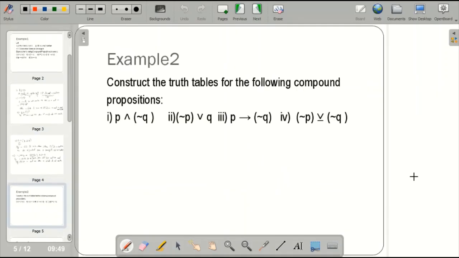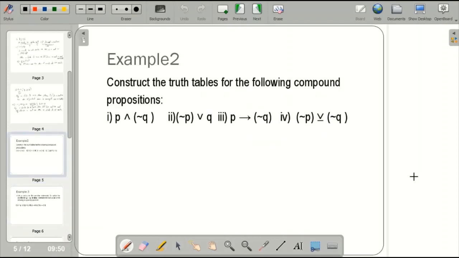Now let us move to the second example. In the second example, they told us to construct the truth table for the following proposition. Before you solve this compound proposition and write the truth tables, you should know the truth tables of negation, conjunction, disjunction, exclusive disjunction, as well as conditional and biconditional. Now let us solve the problems for example 2.